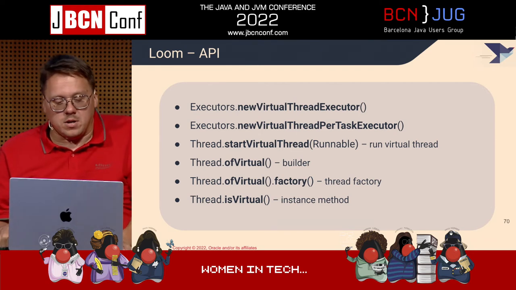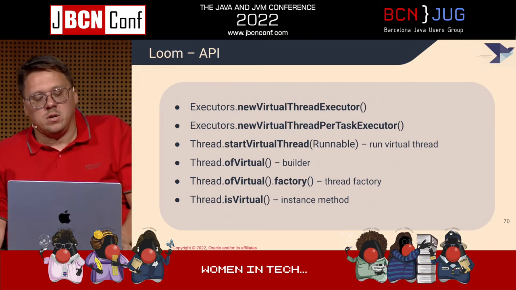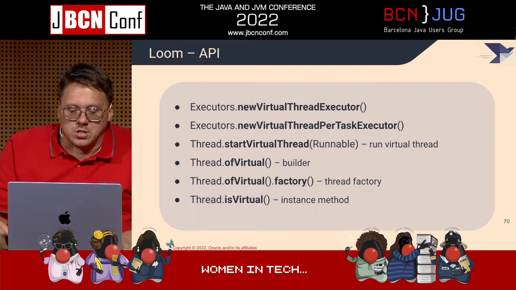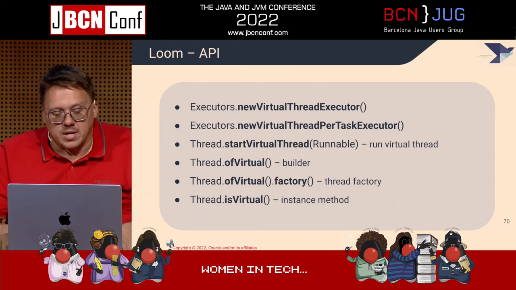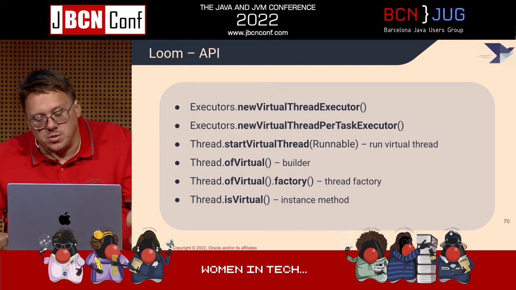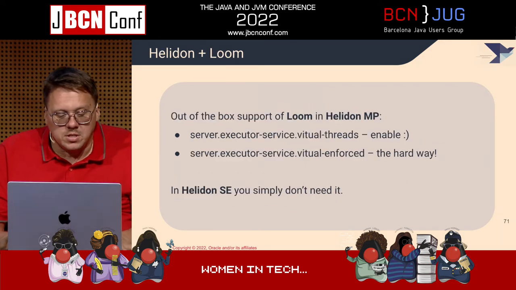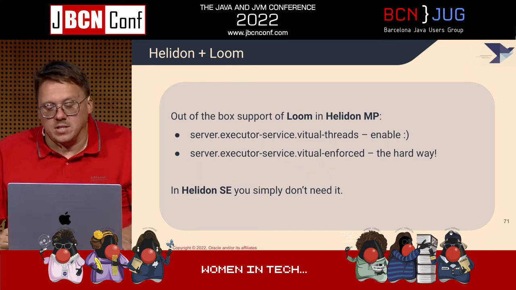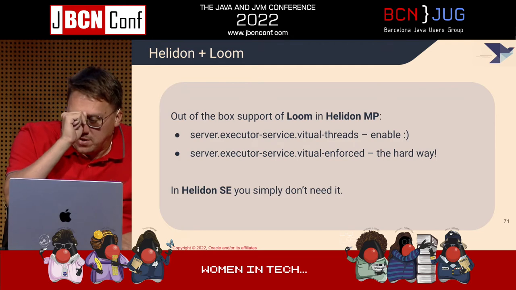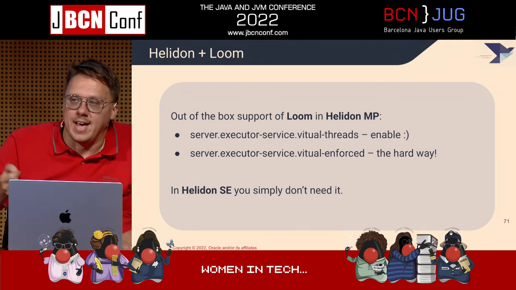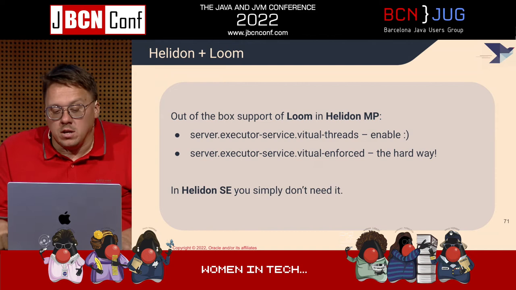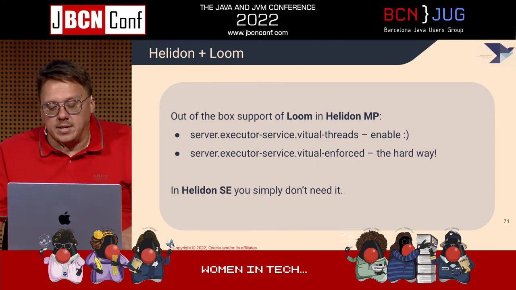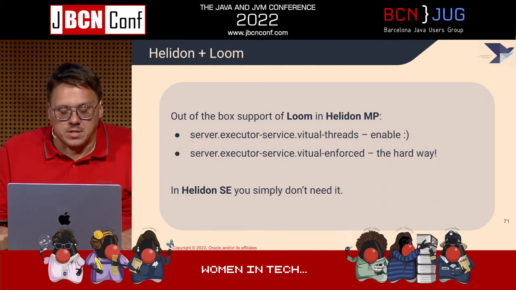The API is subject to change, but it has just a few new methods that create a new virtual thread executor, and you can start virtual threads with them. It's so small and nice that Helidon, from the very beginning of this project, already has support for virtual threads. You only have to set one option to true, and it will use virtual threads.